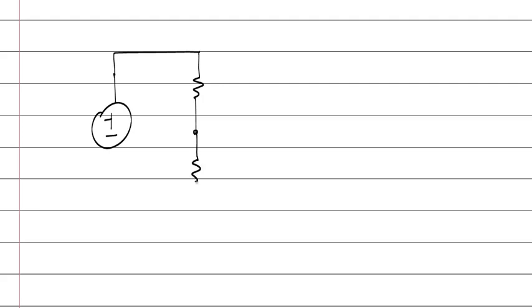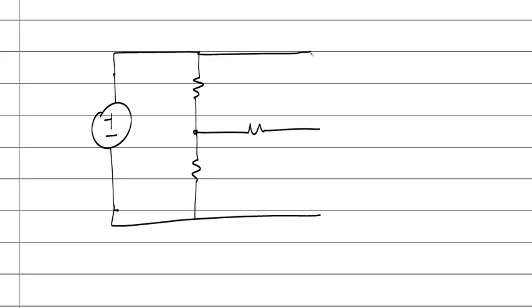Consider the circuit I'm drawing. R1, R2, R3, R4, R5. That's the voltage source. Okay. For example, I want you to analyze that circuit. Can you see any combination? Can you make any combination in that circuit?